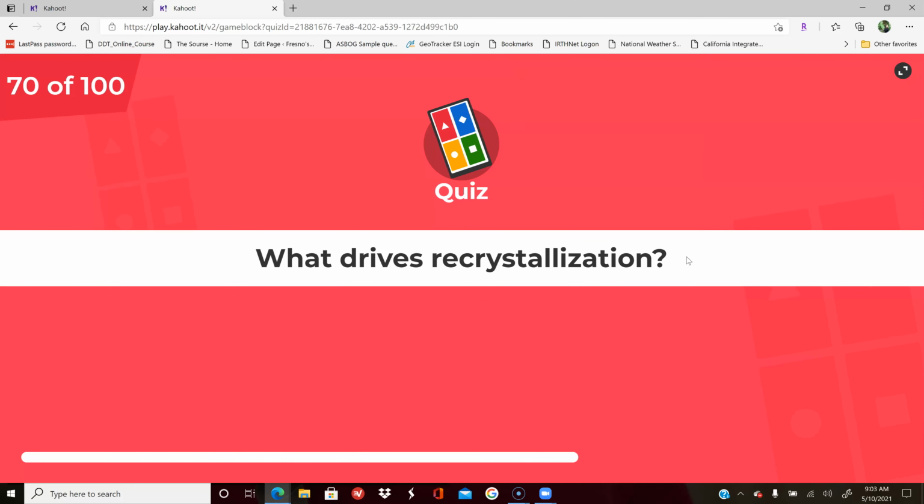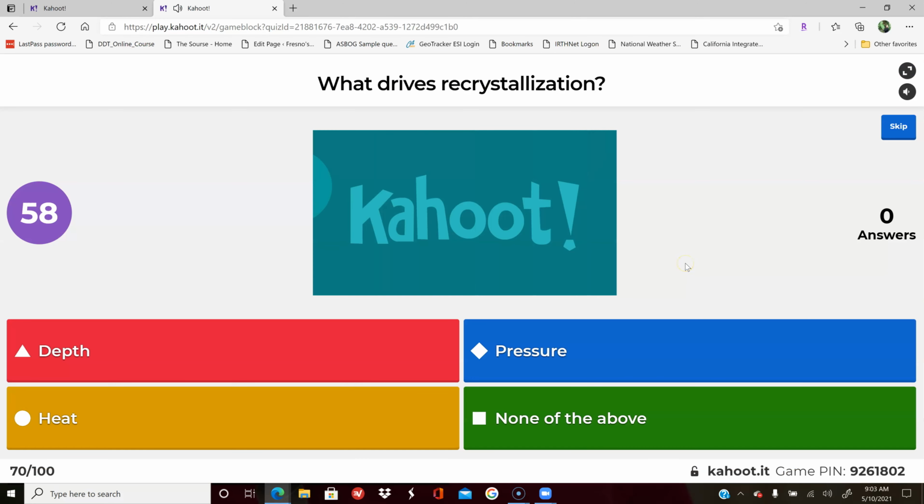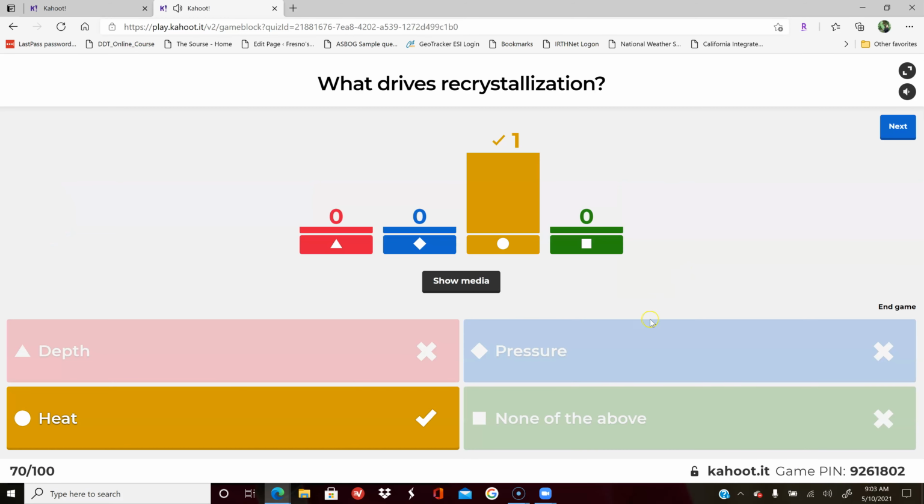What drives recrystallization? Depth, pressure, heat, none of the above. Heat drives recrystallization in a metamorphic setting. So when rocks are being metamorphosed, if there is not a lot of heat present, you won't see a lot of recrystallization. They're just going to deform if there's just a lot of pressure there.